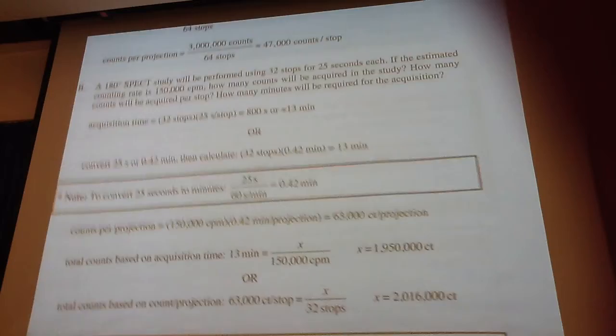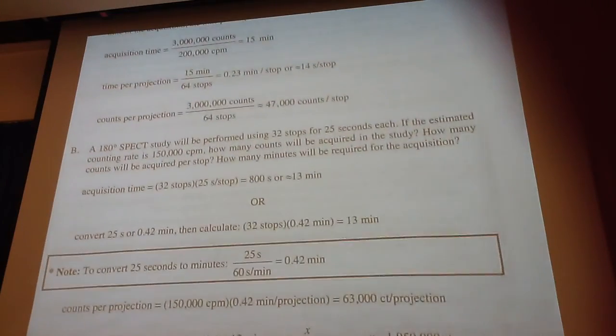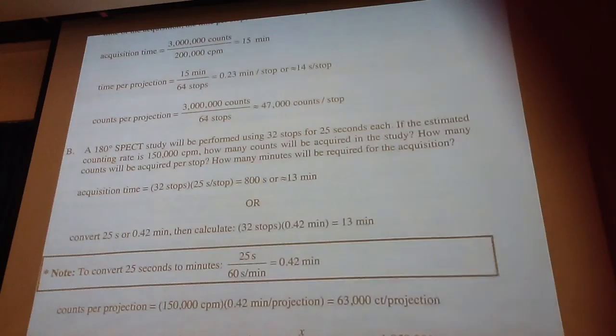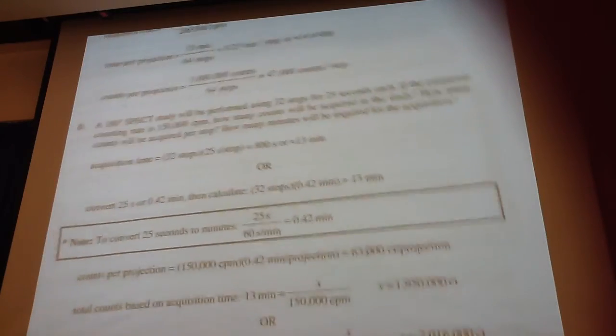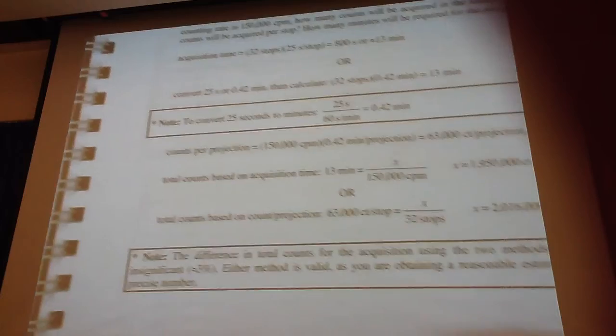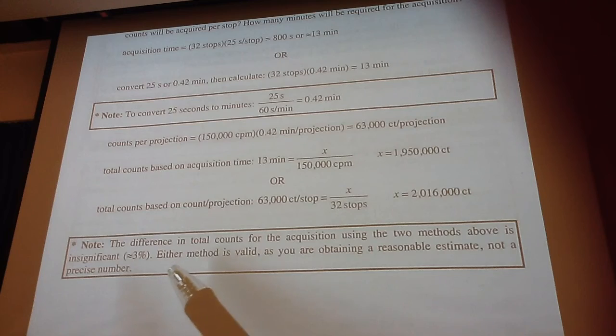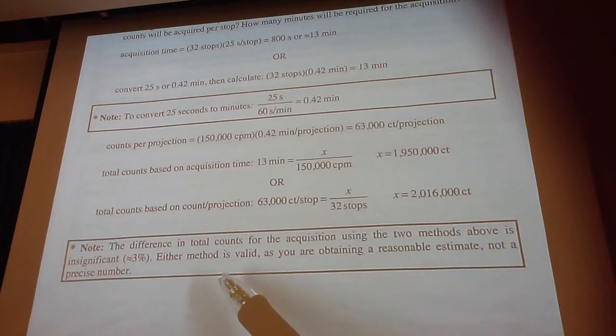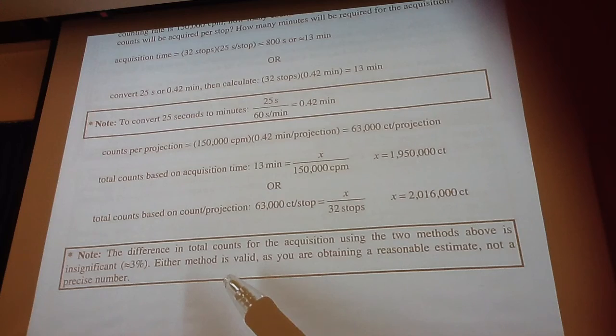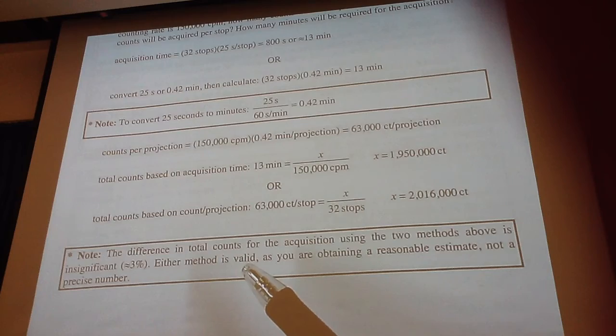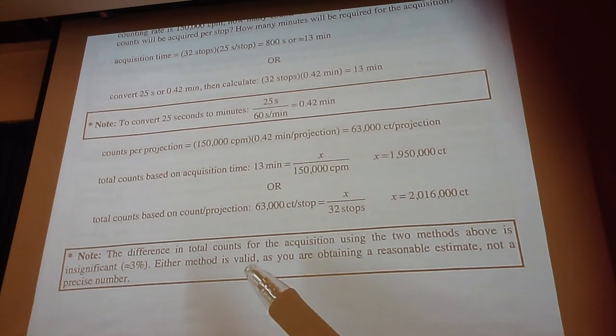So that's page 138, 139, and also 140. There was an interesting comment down here too that you might want to take a look at. It says the difference in total counts for the acquisition using the two methods is insignificant. It's usually less than 3%. Either method is valid as a reasonable estimate, not a precise number, because, as Mr. Andy pointed out, the time it takes for the camera to move to the next step is not taken into consideration here. Okay, so you might want to take a look at that.